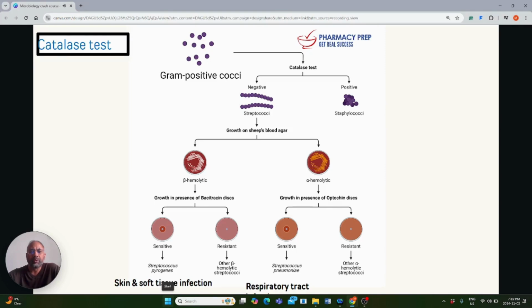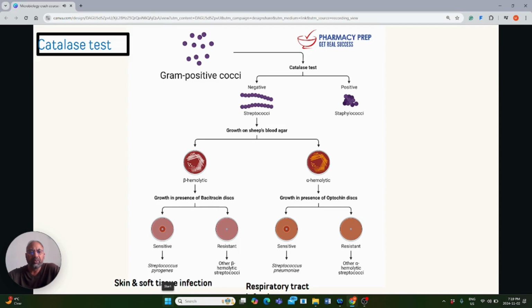Okay, so going over this diagram once again, we get the gram-positive cocci, we do a Catalase test. If it's negative, they are strep; if they are positive, they are staph. Then, once we know that it's a strep, we first do a growth on sheep blood agar. If there is complete hemolysis, they are called beta hemolytic. If there is partial hemolysis, they are called alpha hemolytic.